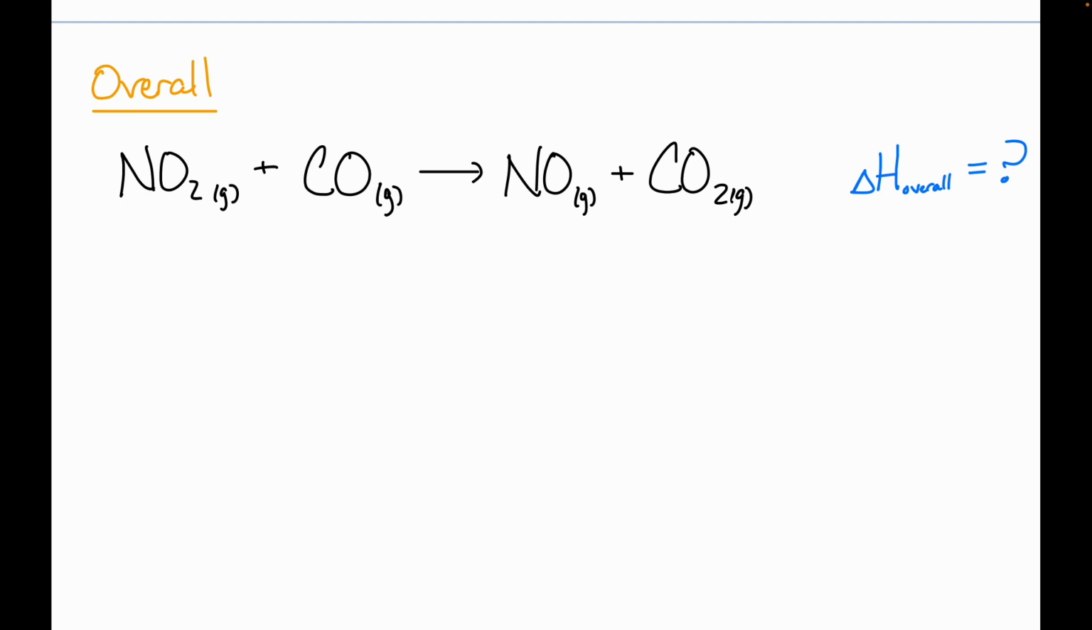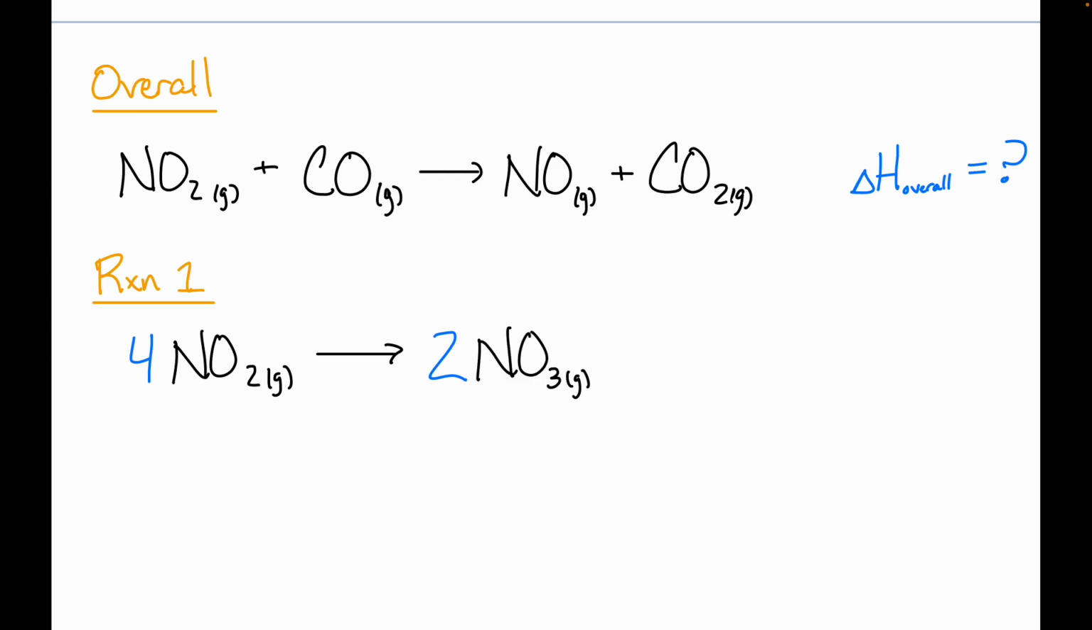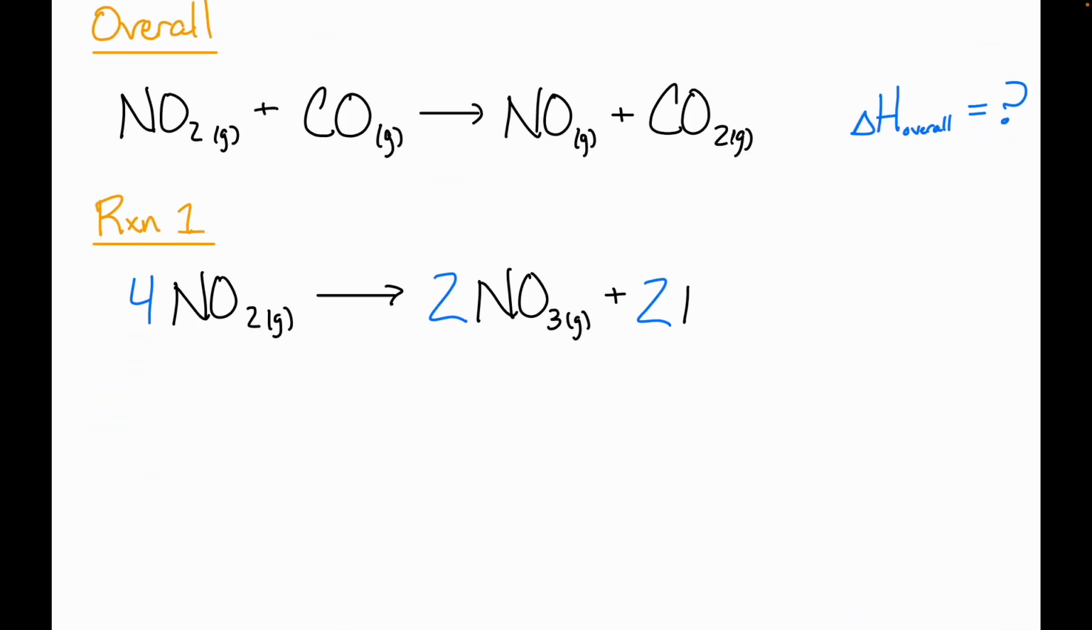And we've got two reactions that we've studied previously. What we're going to call reaction 1 is when we took 4 moles of nitrogen dioxide and reacted it to form 2 moles of nitrogen trioxide plus 2 moles of NO. And when we studied this reaction, it gave off a delta H of 314 kilojoules per mole of this reaction.